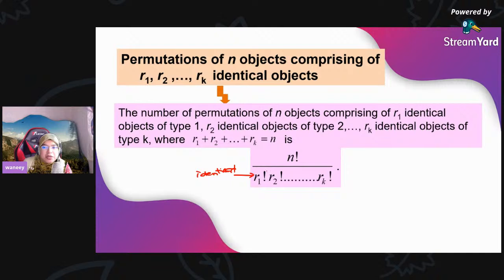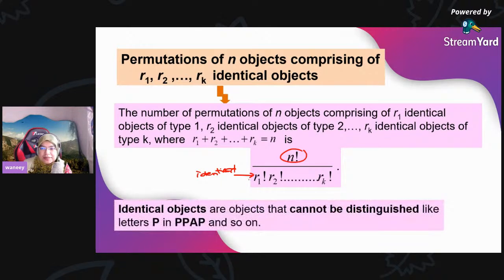For something with identical objects, N is the total number of things that you want to arrange. So N factorial over the factorials of how many of the things are identical. Let us see the example for this. Identical objects are objects that cannot be distinguished, like the letter P in P, P, A, P, and so on. If you change the place of the P on the last position with the one on the first position, the letter is still the same. That is why we call them identical.